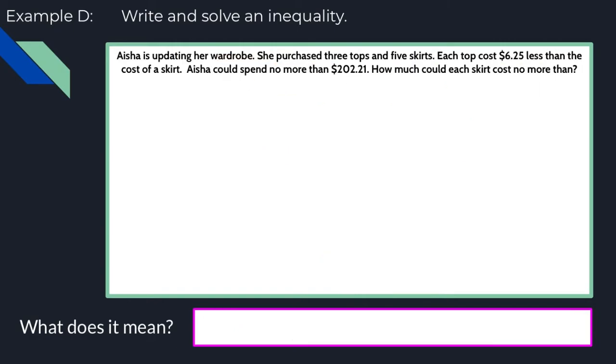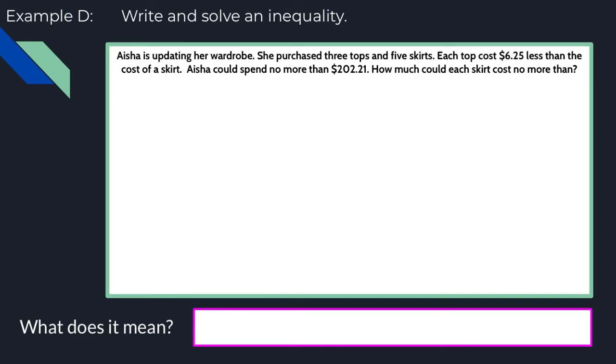So here we are at example D, and by far the trickiest problem that we've faced. Aisha is updating her wardrobe. She purchased 3 tops and 5 skirts. Each top costs $6.25 less than the cost of a skirt. Aisha could spend no more than $202.21. How much could each skirt cost no more than?